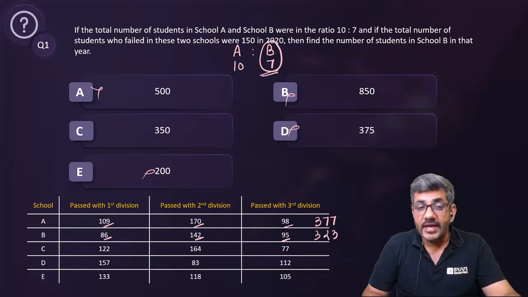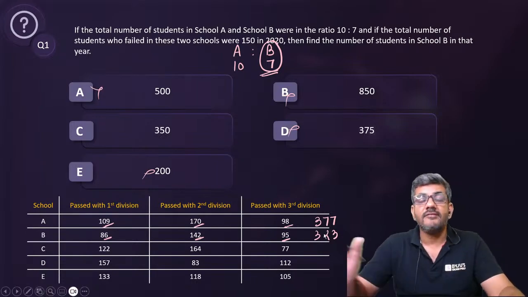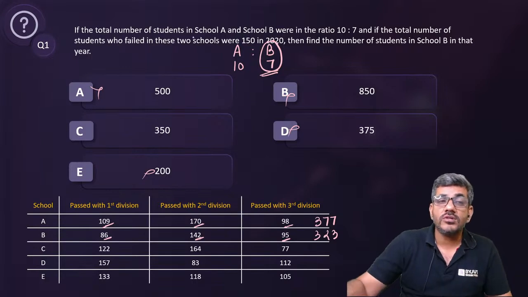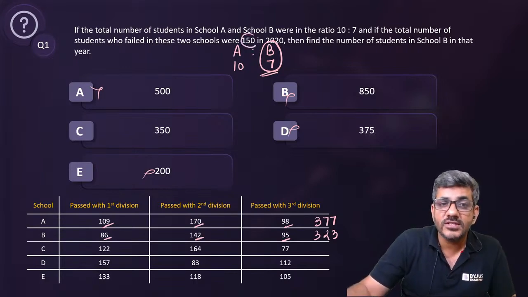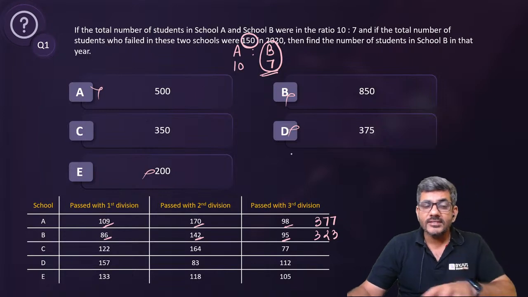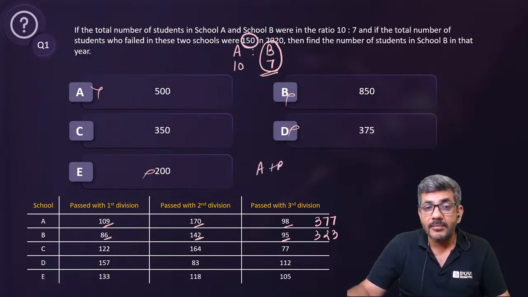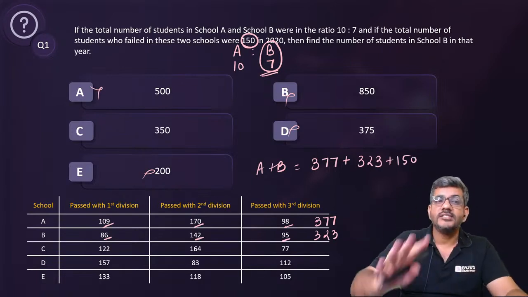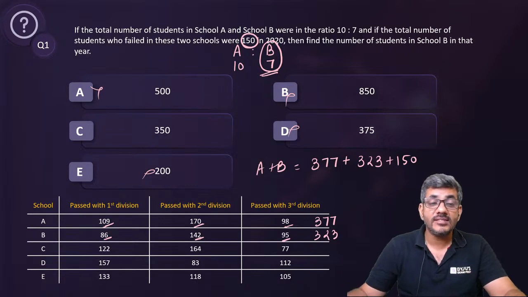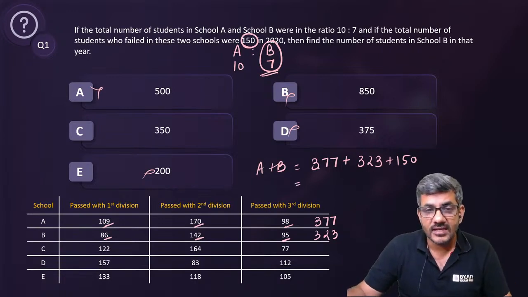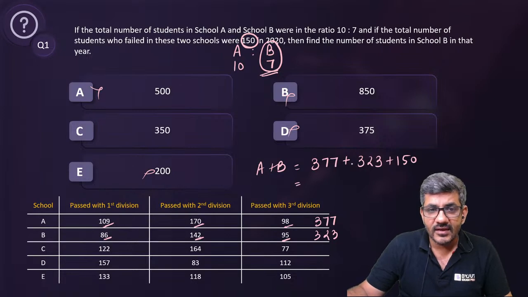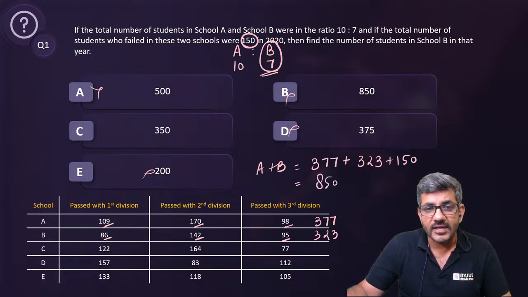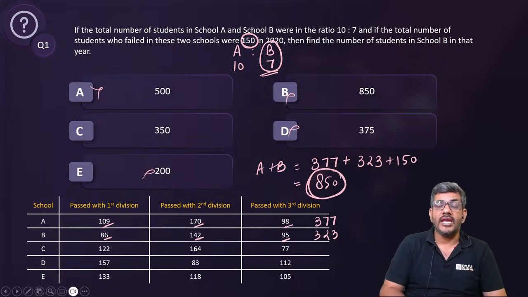377 students in section A passed in first division, second division or third division. Now he says total number of students who failed in these two schools is 150, right? So what is the total number of students in A and B together? It is 377 who passed in A, 323 who passed in B, 150 who failed in these two sections together. So total number of students in A and B is the sum of these three numbers. कितना आ रहा है जरा देखिए, 377 and 323 is 700, 700 plus 150 is 850. So total number of students in these two schools is 850.